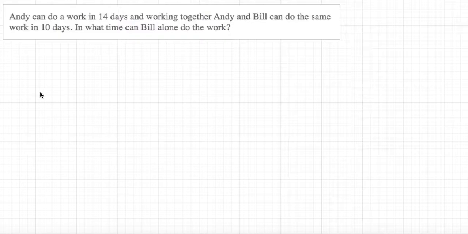So the problem we have here is this. Andy can do the work in 14 days, and working together Andy and Bill can do the same work in 10 days. In what time can Bill alone do the work? I'd like to ask you to pause the video and think about how you're going to solve this problem before you watch how I'm solving it.